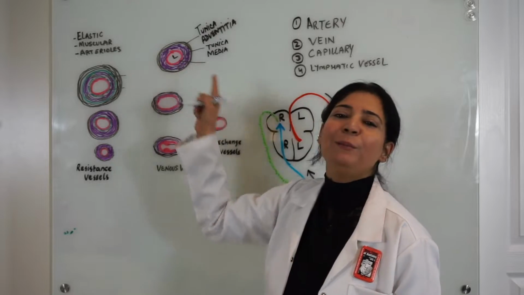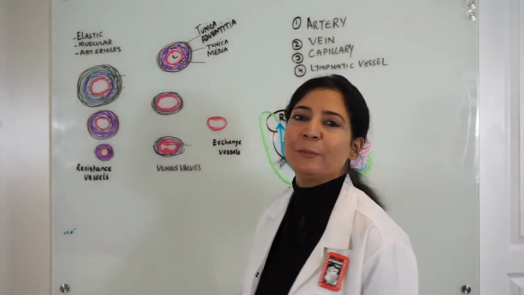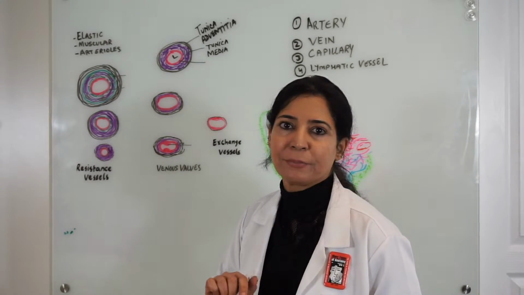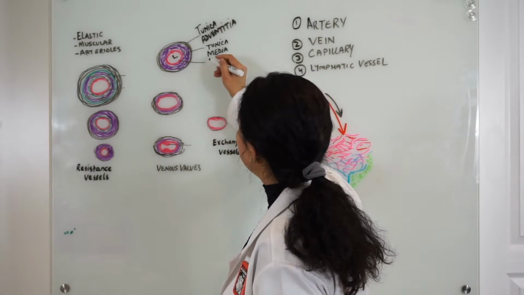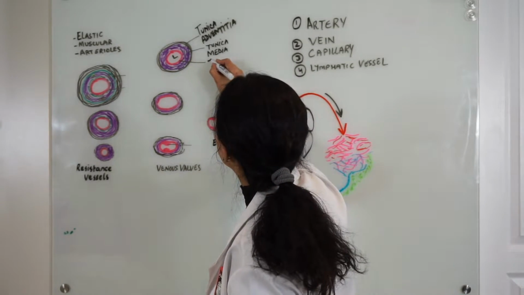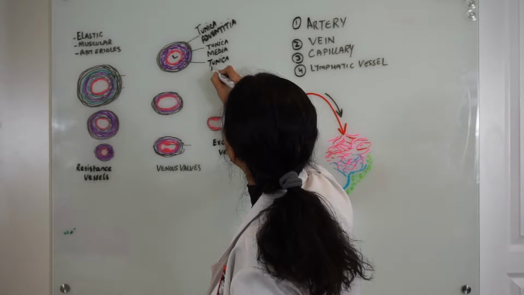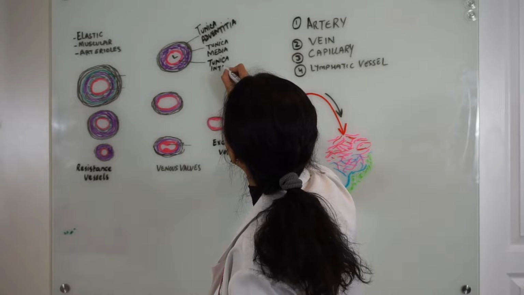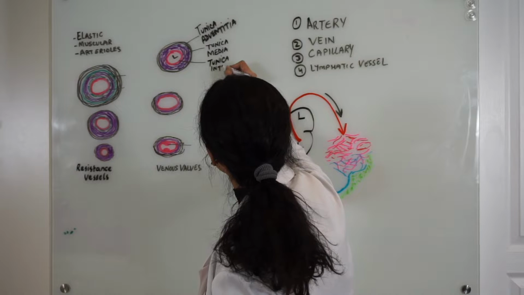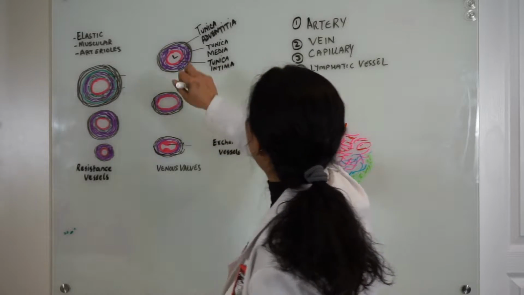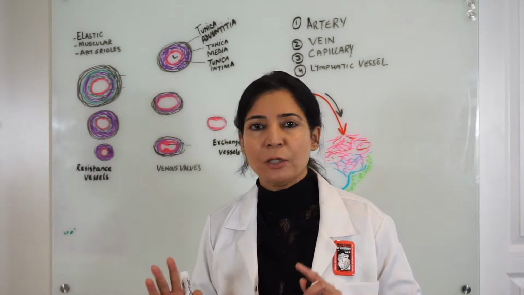Then we have the innermost coat or layer, which is in direct contact with the blood flowing within the lumen, or the fluid flowing within the lumen. So that layer is the innermost. So we call it the tunica intima. It's an intimate relation with blood. Okay? So we have three tunics. That is the basic configuration of a vascular wall.